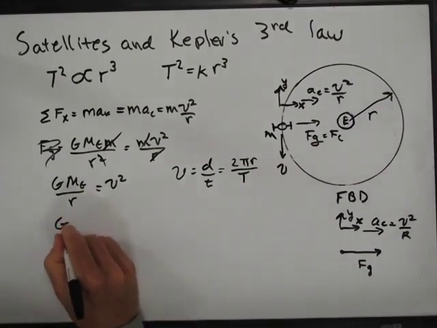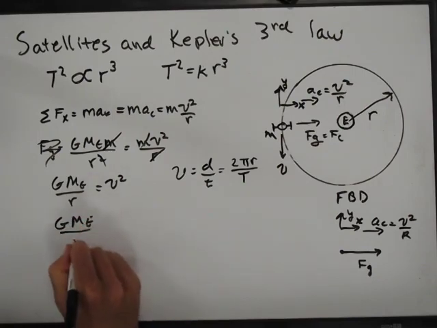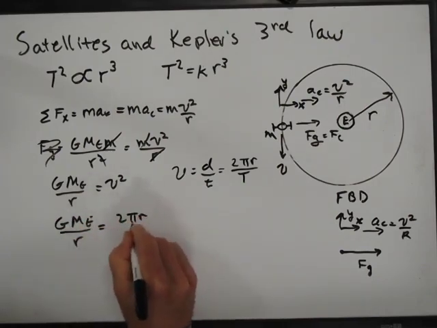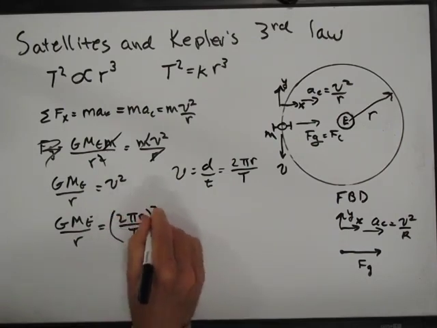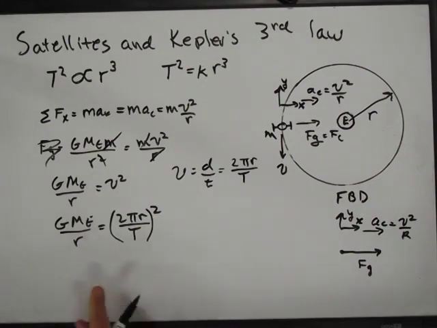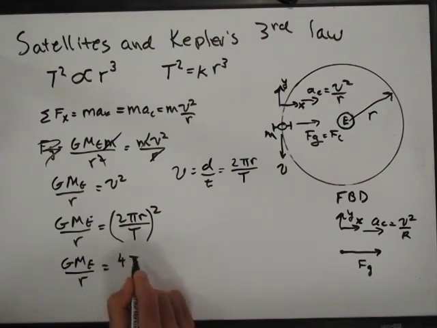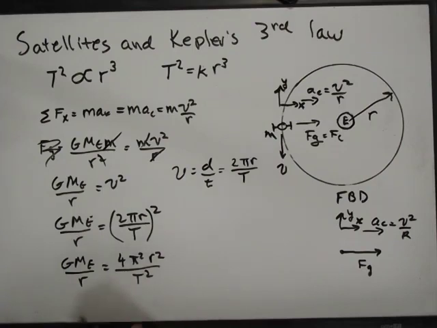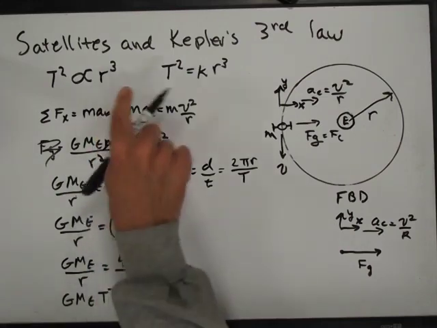And so I can replace that here, and say G times the mass of the Earth over the radius is equal to 2 pi r over the period, squared. Now you're starting to see the variables that we're looking for. G times the mass of the Earth over the radius is equal to 4 pi squared r squared over the period squared. I can cross multiply the r and the period squared, and I get G times the mass of the Earth times the period squared. If I multiply both sides by the period squared, that's what I get on this side. Then I multiply both sides by r, and I get 4 pi squared r cubed. And now I've got a period squared and an r cubed.